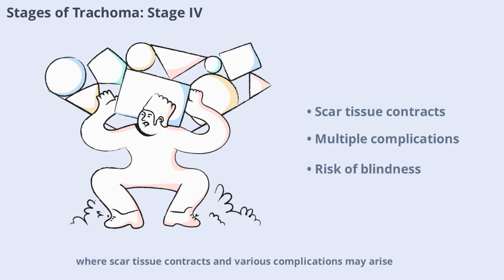These include corneal ulcers, trichiasis (misdirected eyelashes), entropion (inward turning of the eyelid), corneal opacity, xerosis (dryness), ptosis (drooping eyelid), symblepharon (adhesion), and even blindness.